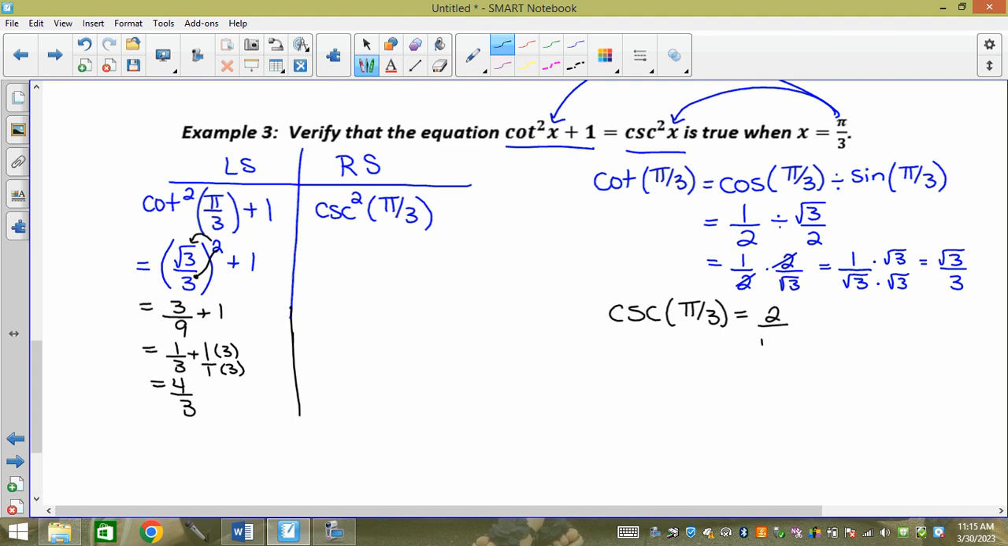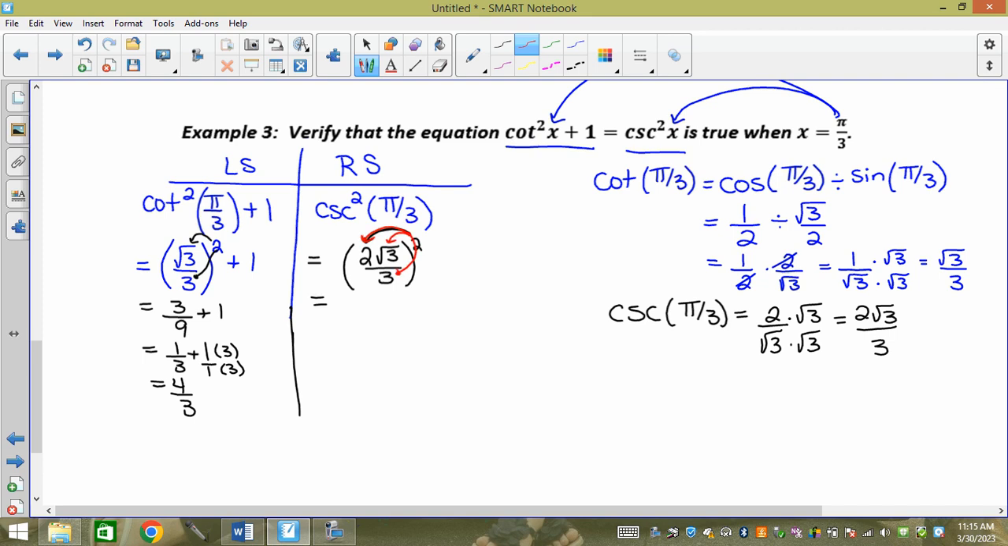2 over root 3. And then we need to rationalize, because cosecant is the reciprocal, which means flipped version. This equals 2 root 3 over 3, squared. Then I have to square everything. I have to square the 2. I have to square the square root. I have to square the 3. I have to square everything.